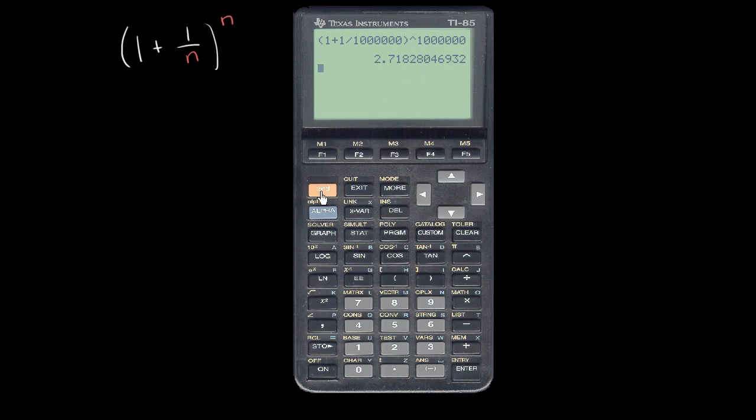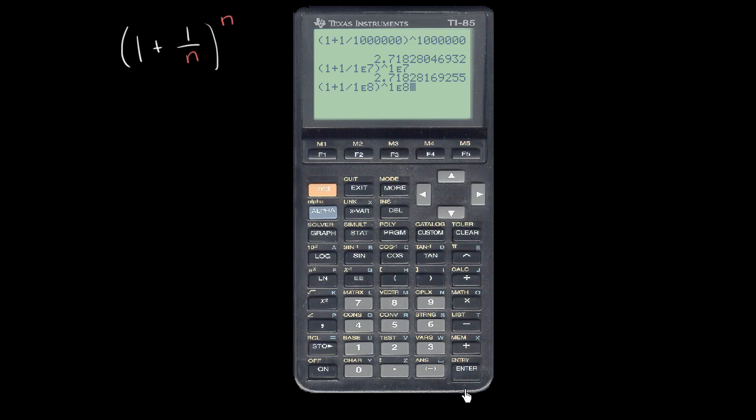Now let's go even higher. Let's do 1 plus 1 over, and actually I can now use scientific notation. Let's say 1 times 10 to the 7th power. So that's literally 10 million to the 10 millionth power. So what do we get here? 2.718281692. Let's go even larger. Instead of the 7th power, let's go to the 8th power. So now we're at (1 + 1/100 million) to the 100 millionth power.